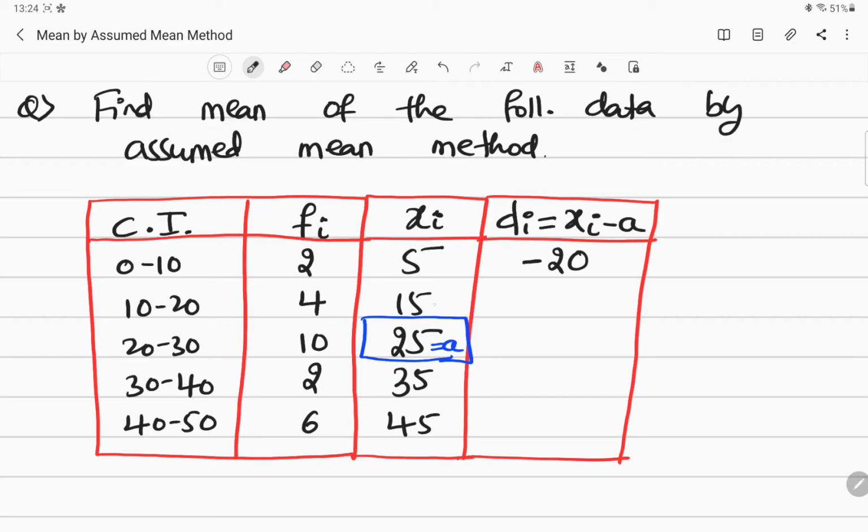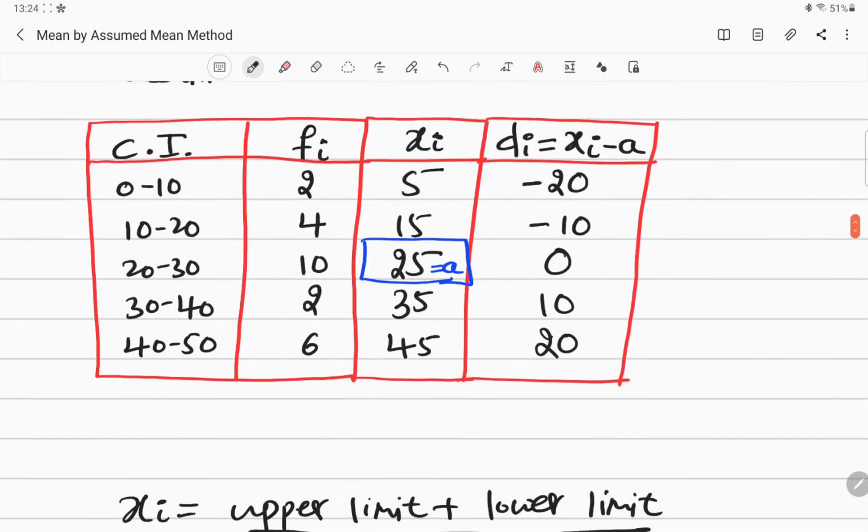All right, now look at this xi. This xi is 15. 15 minus 25 becomes minus 10. Then here 25 is there. Again xi minus a: xi is 25, a is also 25, so 25 minus 25 is going to be 0. Then afterwards we have 35. 35 minus 25 is 10. Then 45 minus 25 is 20. So this is the value of di.